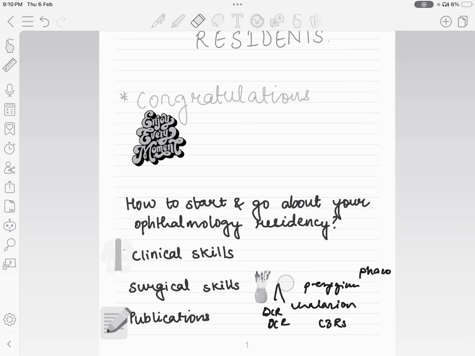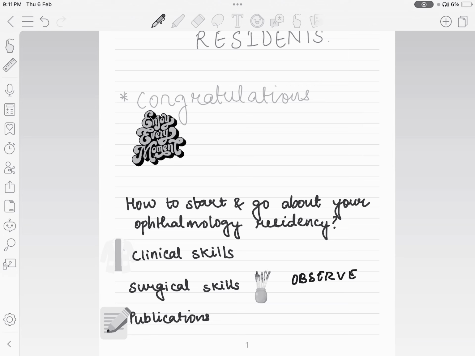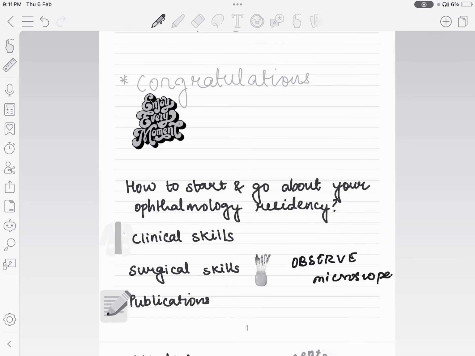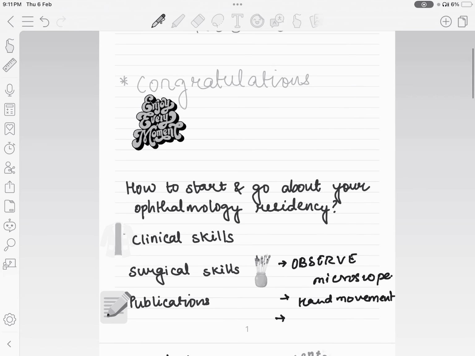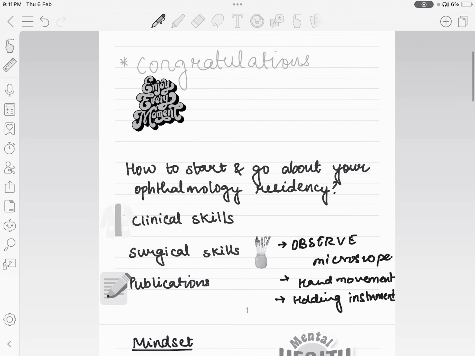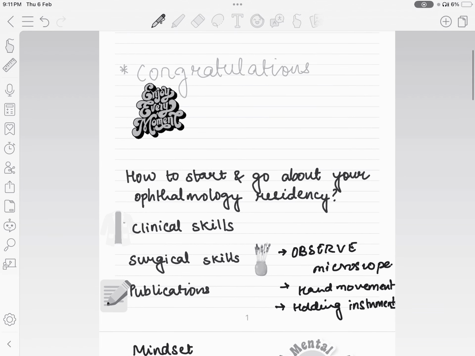is to observe how your consultant's hands are moving, observe through a microscope, right? Observe through the teaching microscope when your senior is operating on a patient, whichever surgery it is. Observe from outside the microscope the micro hand movements that are present in every step of the surgery. Observe how they are holding the instruments, right? How they are holding the instruments, the hand movements, observe through the microscope.